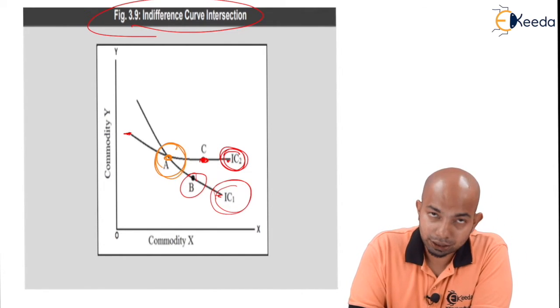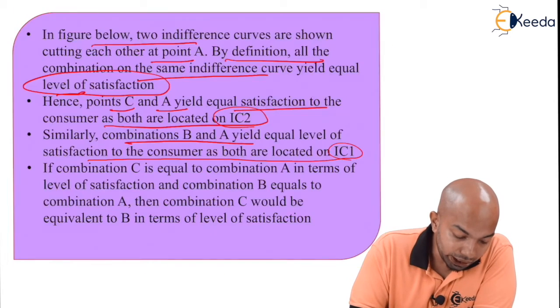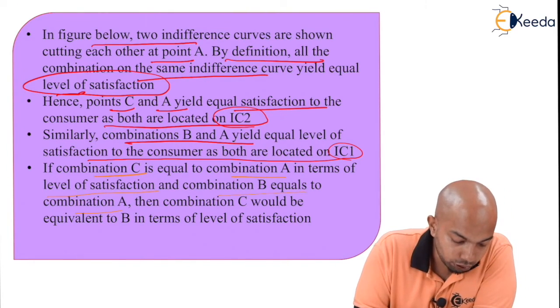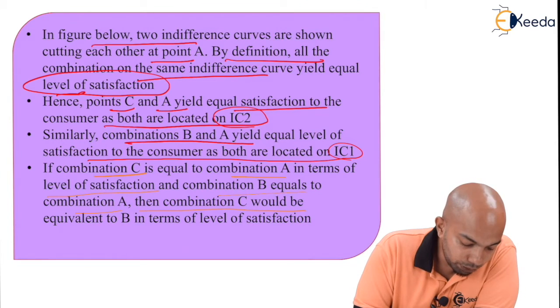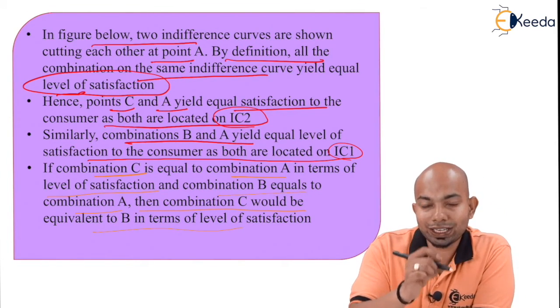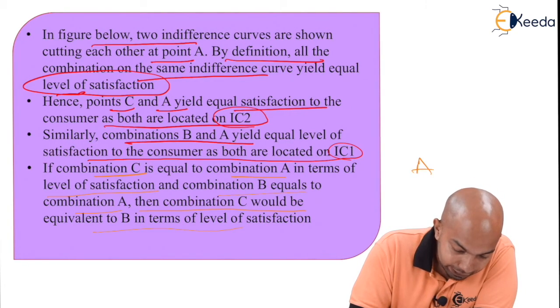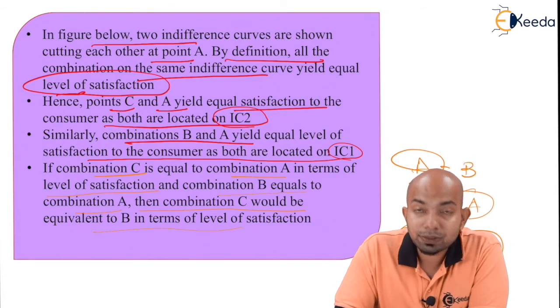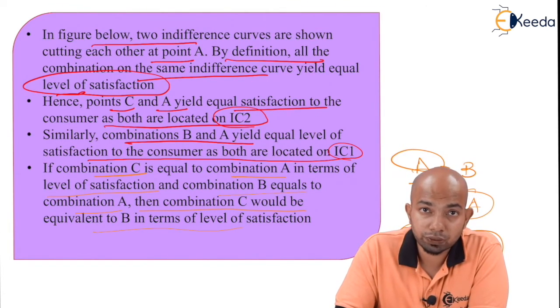What needs to be done of this? If combination C is equal to combination A in terms of satisfaction, and combination B is equal to combination A, then A would be equivalent to both. If A is equal to B and C is equal to A, then since A is common, we can assume B is equal to C. So whatever satisfaction B gives, the same satisfaction will be derived from C.